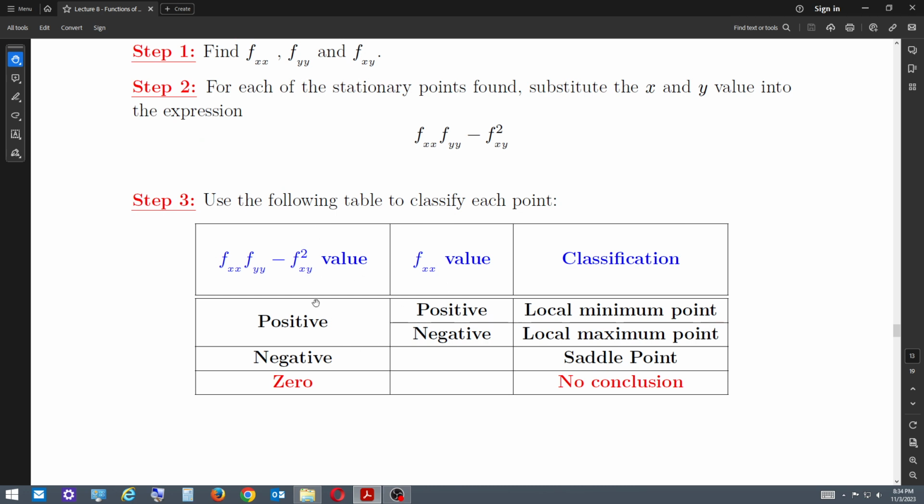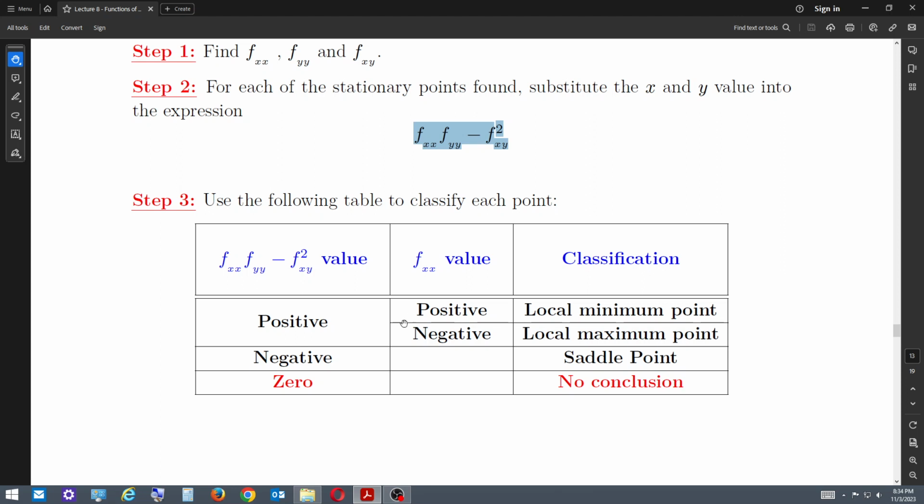Right, so I usually use something like this table here to tell me what the classification would be. Here in the first column we have the value that we found from this expression for our given point. So we have three possibilities: either it's positive, it's negative, or it's zero. Now I'm actually going to start from the bottom of the table and go up because it's easier to explain that way.